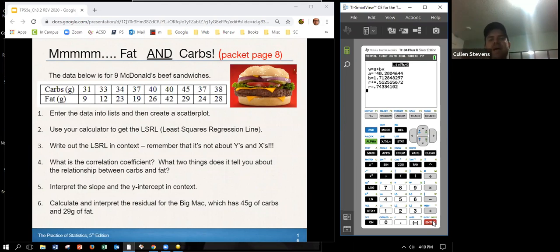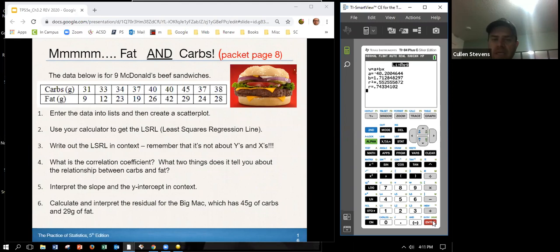So notice here in my calculate, I get a lot of great things. And we kind of saw this before too. This was the way that we snuck to see what r and r squared was. So here is my equation. y is equal to a plus bx. a is the negative 40.2, and b is the 1.71. So my predicted y, or my predicted fat, is equal to negative 40.2 plus 1.71x, where x is the carbs.